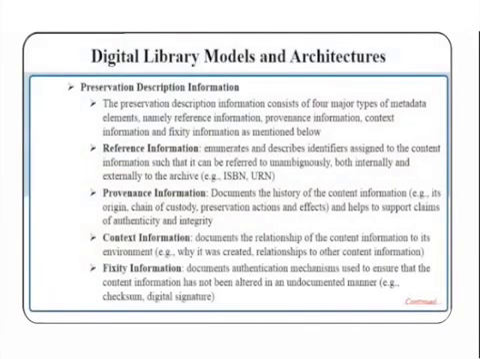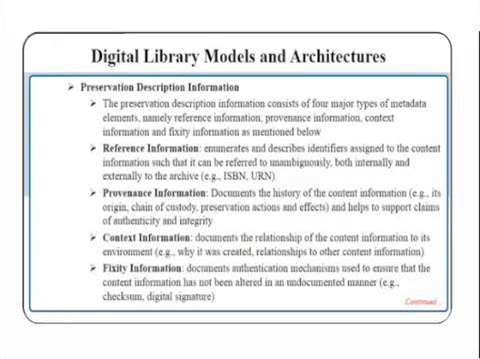The Preservation Description Information consists of four major types of metadata elements, namely reference information, provenance information, context information, and fixity information, as mentioned below. The reference information enumerates and describes the identifiers assigned to the content information, such that it can be referred to unambiguously both internally and externally to the archive, like ISBN or URN.